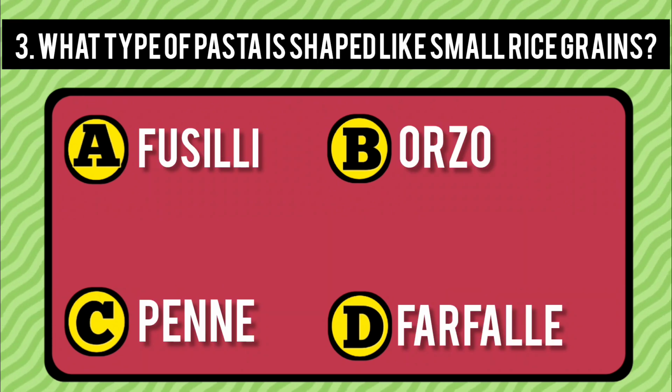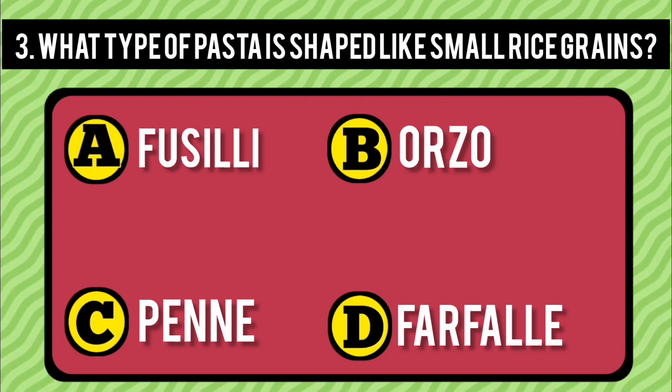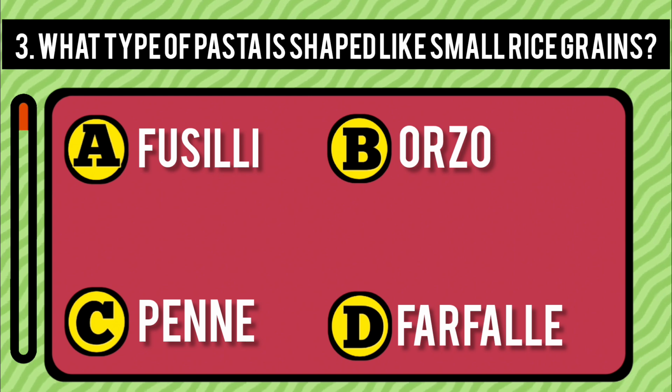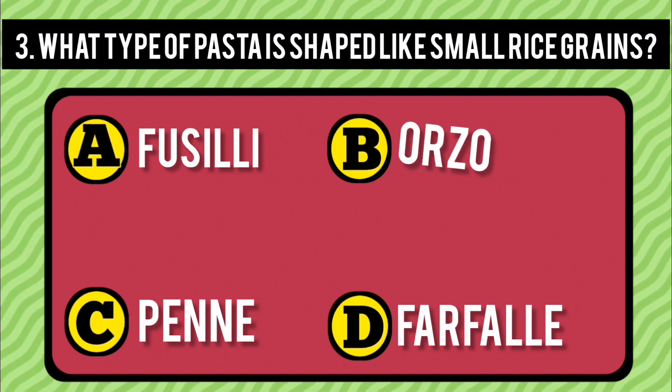What type of pasta is shaped like small rice grains? A. Fusilli. B. Orzo. C. Penne. D. Farfalle. The right answer, orzo.